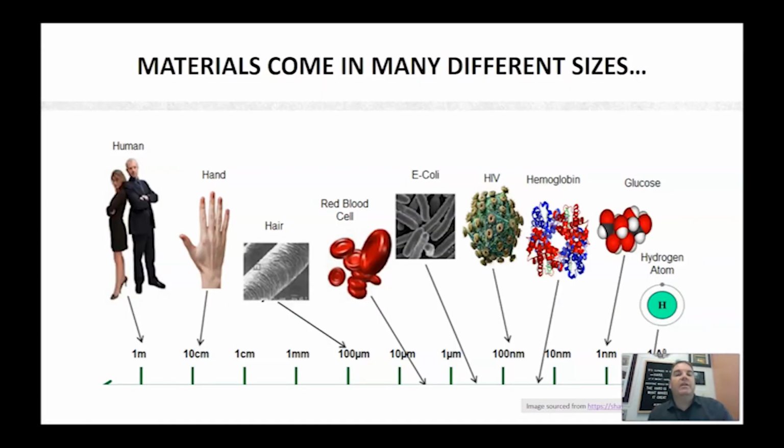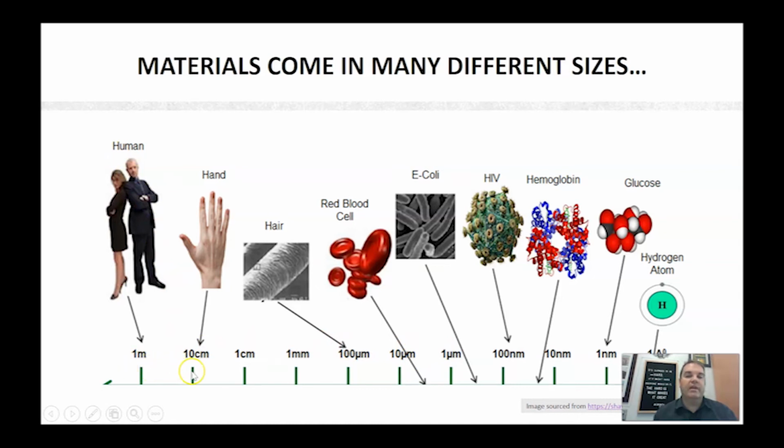Now, materials, not only having different properties, also come in many different sizes. These are some very short people here at 1 meter. A normal person is about 1.65 to 1.75, that's about the average height of a person. So that's our height there. And then you can see each of these is just increasing by a factor of 10.